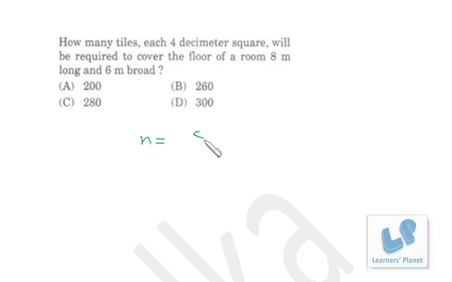So area of the floor is what? 8 meter, that is 80 decimeter, and 6 meter, that is 60 decimeter. Okay, and what is the area of the square? That is 4 into 4. Okay, so that's 300. Pretty simple, a 20-second question.